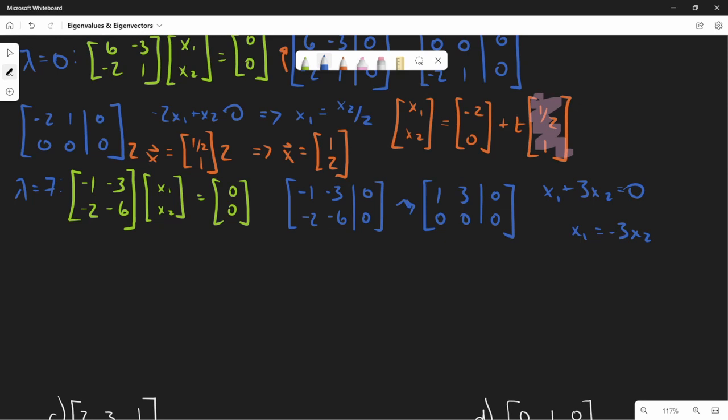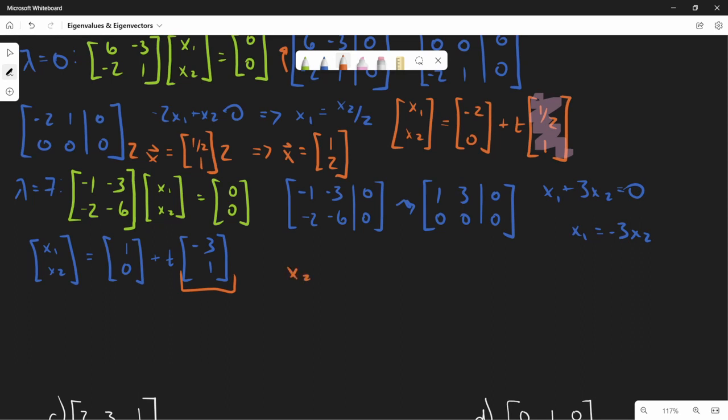And so we will have the solution x1, x2 is equal to 1, 0 plus t, negative 3, 1. And then obviously our eigenvector will be what's in the kernel, and this will always be true. Whatever is in the kernel or nullity will be our eigenvector.